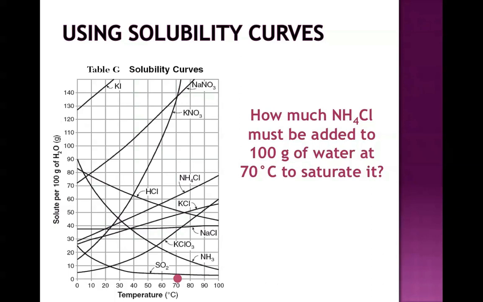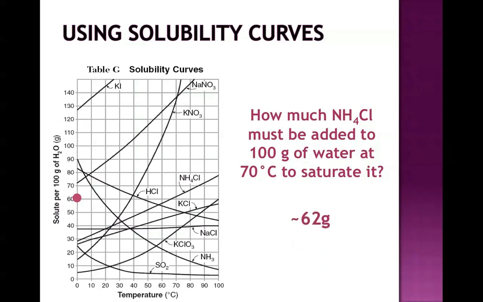Now, how much ammonium chloride must be added to 100 grams of water at 70 degrees Celsius to saturate it? Here I'm given the temperature. I'm asked to find the amount of solute. So I start on the bottom, on the x-axis, I go up until I hit the line, and then I go over to the y-axis to find my amount of grams.